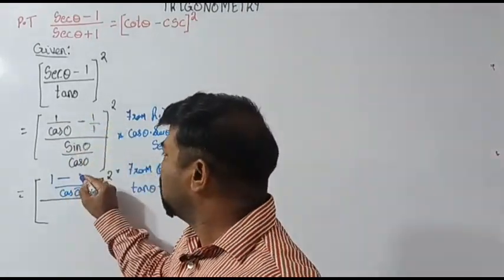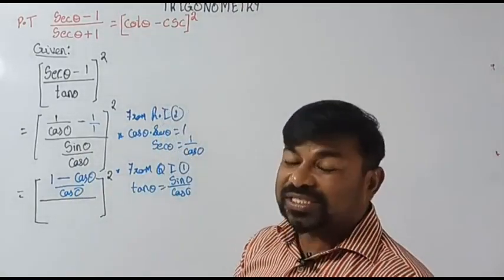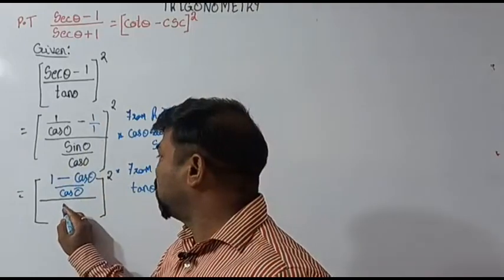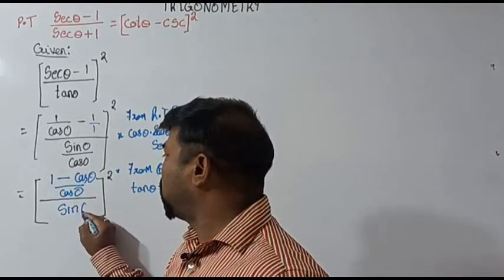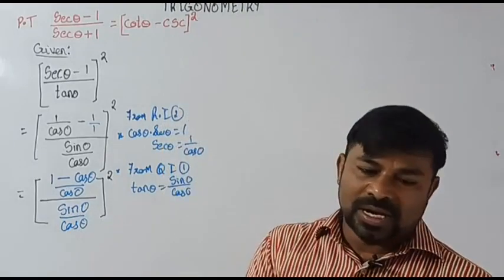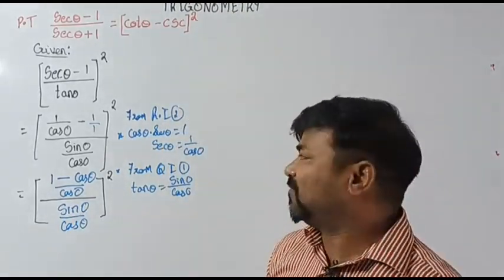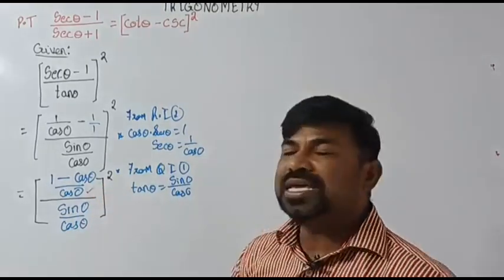Cos into 1 is nothing but cos theta. Okay, now what's there in the denominator? In the denominator we have sin theta by cos theta. You should not forget that. Now we are done with almost all of the sum, just a few more steps are left. What's the denominator here? It's cos.